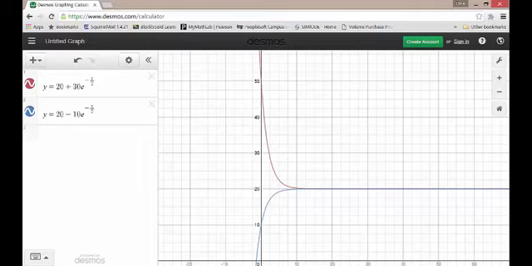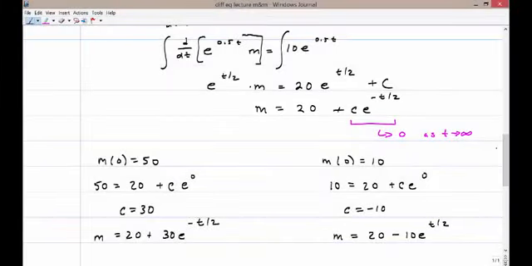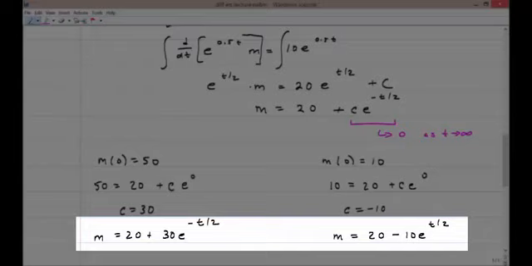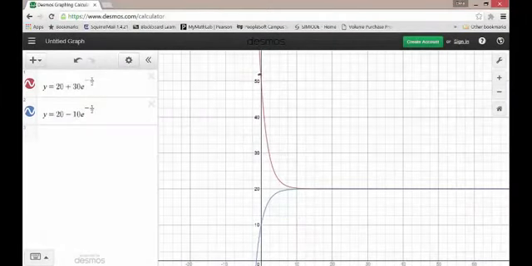Remember, the general equation had that C value in it. And then we used two different initial conditions, and then we came up with two different particular solutions. The initial condition where I started at 50 is an exponentially decreasing function, whereas when I started at 10, it's an exponentially increasing function. But you notice that no matter where I start, whatever my initial value is, I still end up with the same long-term solution of 20.